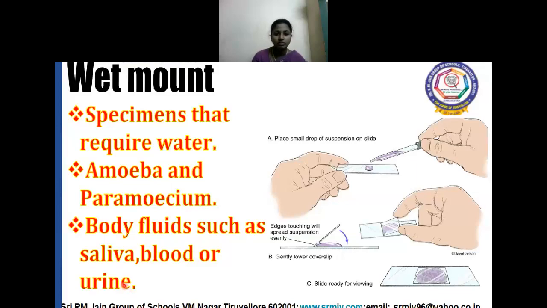Slowly lower the cover slip with one edge touching the slide so that the water is evenly spread out along the edge and then under the cover slip. Remove air bubbles by pressing down on the cover slip. Add a drop of water at the edge of the cover slip if there are dry places under the cover slip. Remove the excess water by touching a paper towel to the edge of the cover slip and view under the microscope.